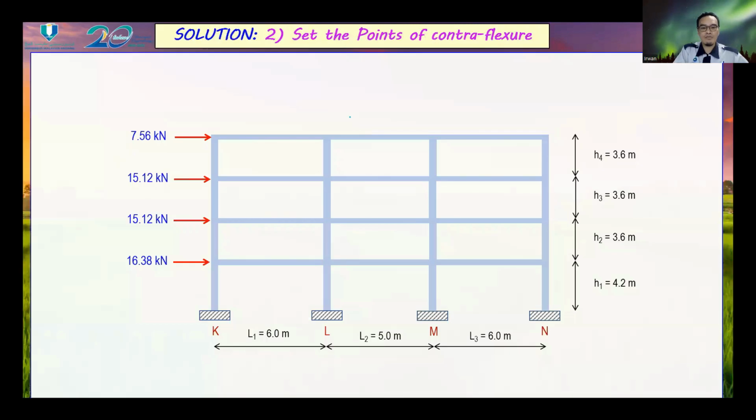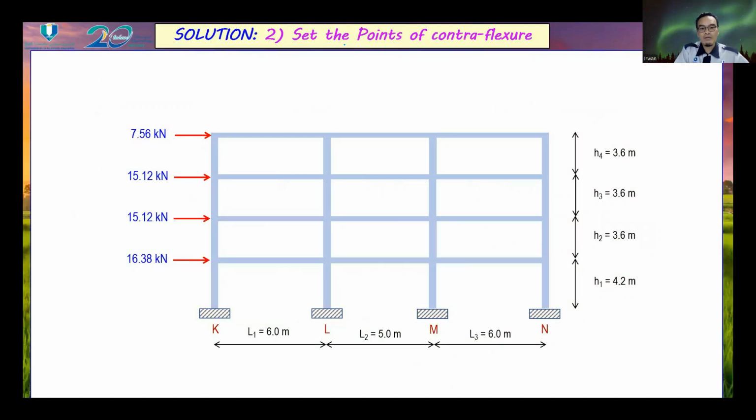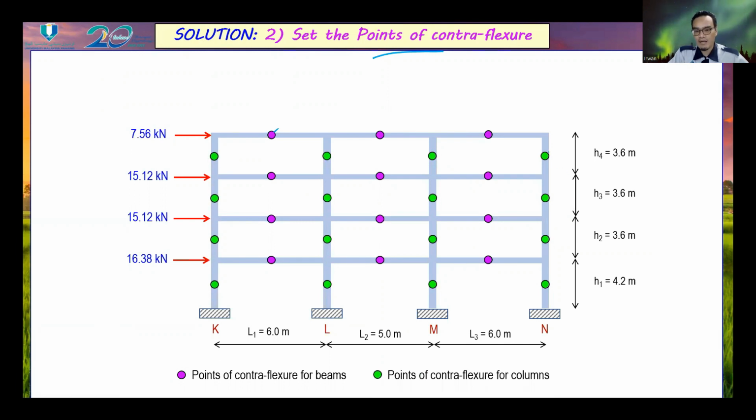Then step number 2 is to set up the point of contraflexure. For the beam, this is the point of contraflexure, which is yellow color, located at the middle of every span. And for the column, I make it green color, which is located at the middle of the column height. Okay, then we can label the joints by using alphabets like A, B, C, and D.